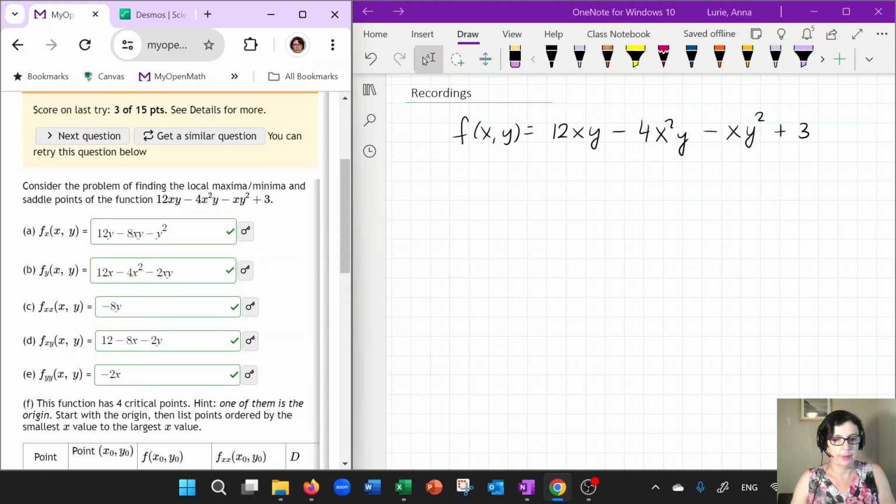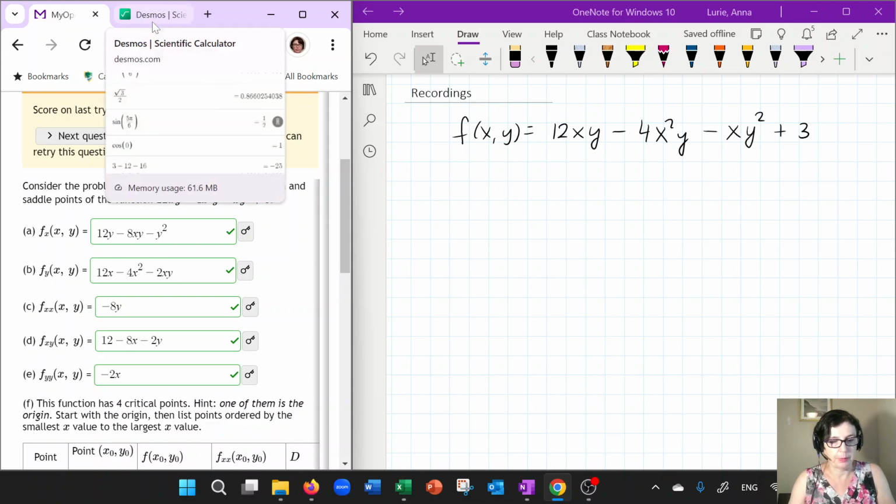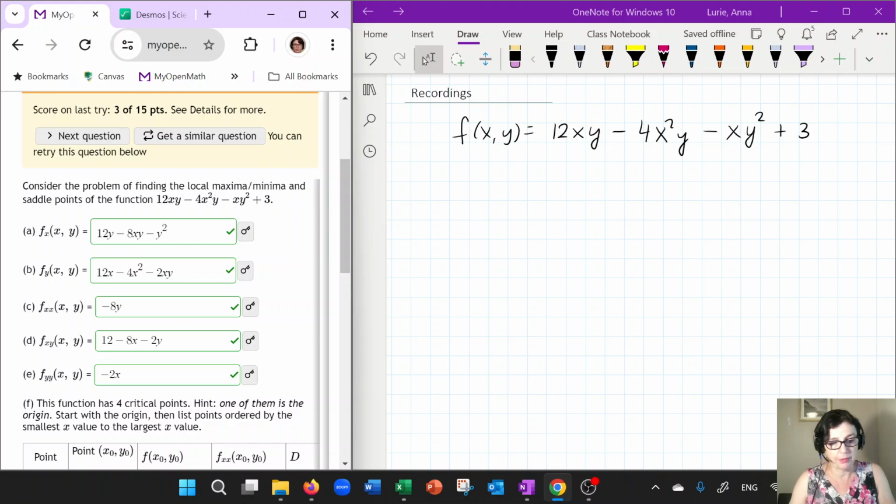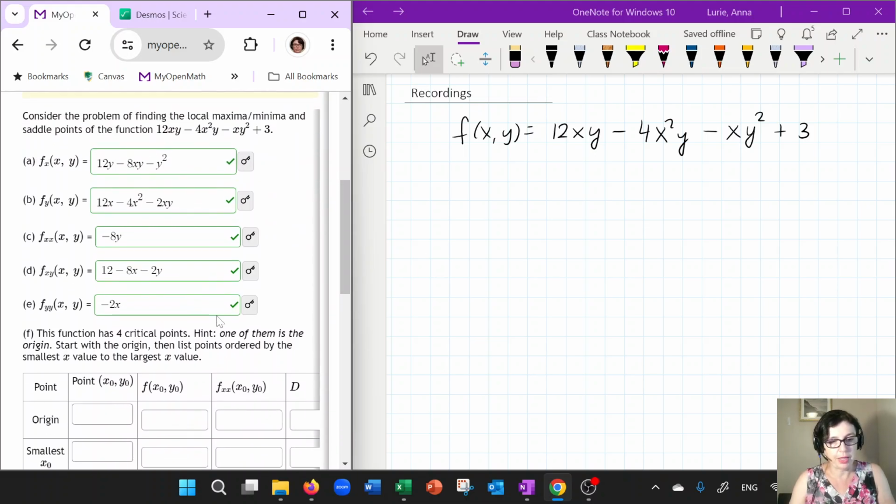Now, the rest of this I'm just going to do on the scientific calculator. But before I do that, I have to identify the critical points. So they give me a pointer. They actually tell me that the origin is one of the critical points. So this is, generally speaking, a problem with a lot of people.